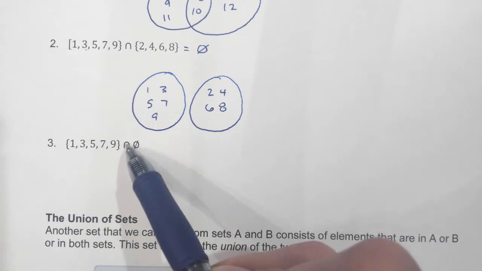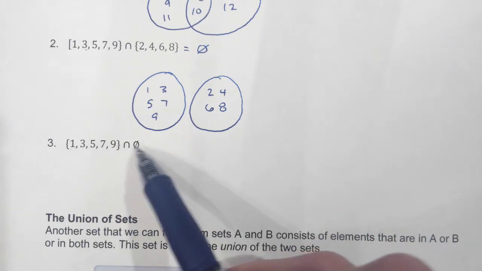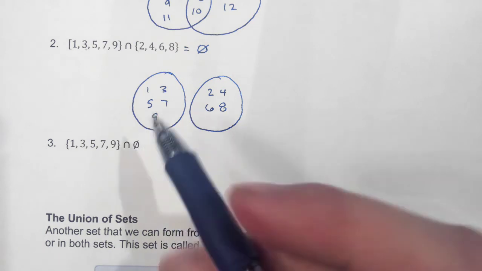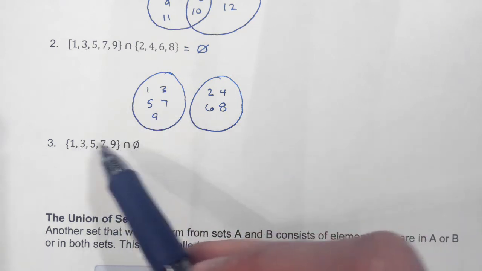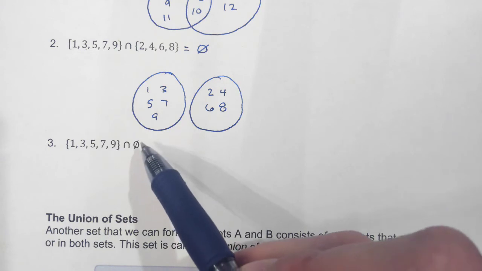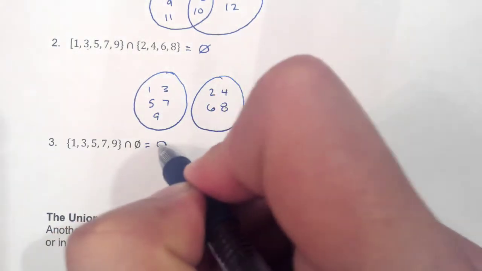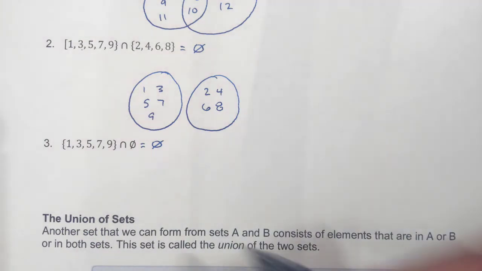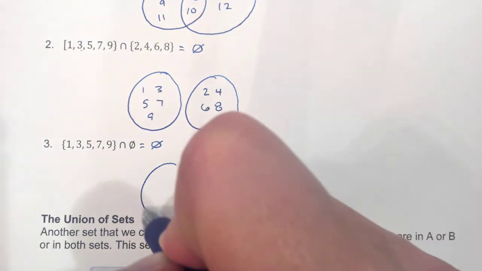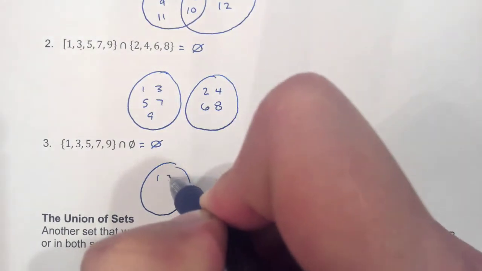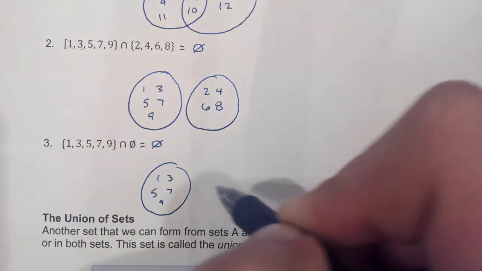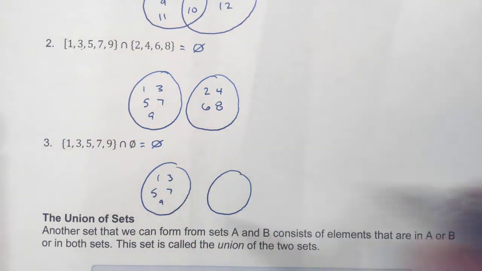Okay, this says what's the intersection between these odd numbers and the empty set, which is nothing. Well, what's the intersection between odd numbers and something that has nothing in it? Nothing. There's nothing in common with nothing and some numbers. So what would that look like? It would just be one set. 1, 3, 5, 7, and 9. If you wanted, you could draw a second set with nothing in it.